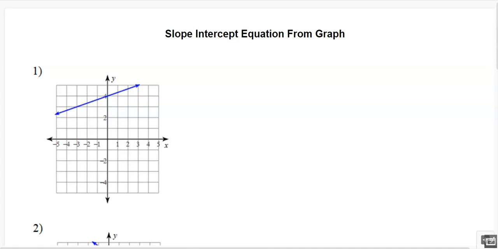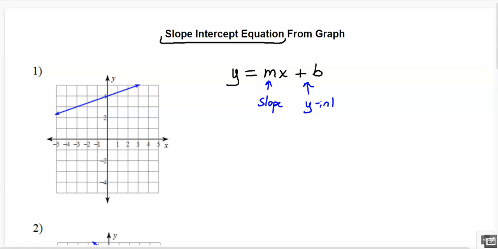So again, remember, slope-intercept equation needs to be y equals mx plus b format. And right here is where your slope is going to go, and right here is where your y-intercept lives. So when we look at number one, the first thing that jumps out at me is my y-intercept is at positive 4. Now in Khan, they're going to have y equals, and there'll be a box where they want the slope, and then there's going to be a box where they want the y-intercept.